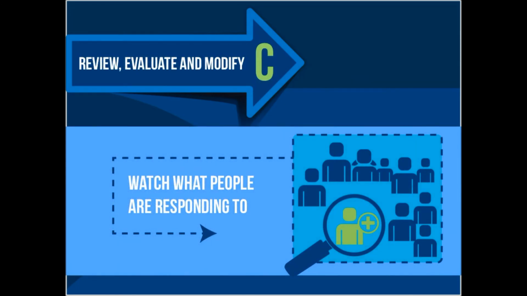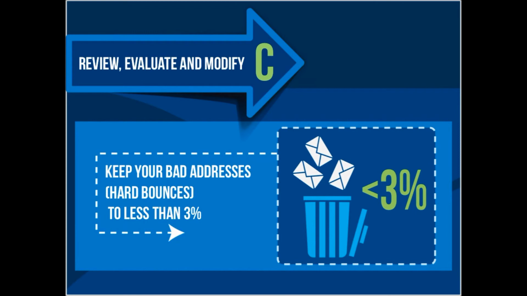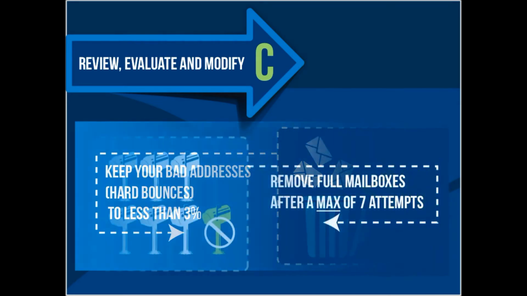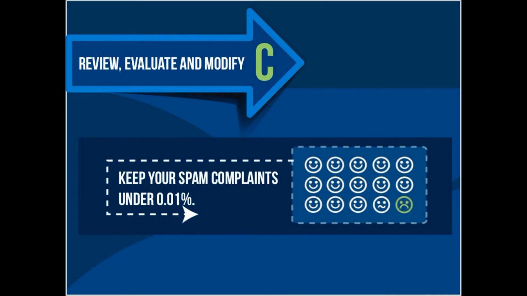Review, evaluate, and modify. Watch your bounces on a regular basis to gain more intelligence into your email program, to see what people are responding to, and to find out what's causing people to leave your lists. You want to keep your bad addresses or hard bounces to a minimum, less than 3%. And carefully watch soft bounces to remove full mailboxes after a max of 7 attempts and to manage content-related bounces and spam complaints.